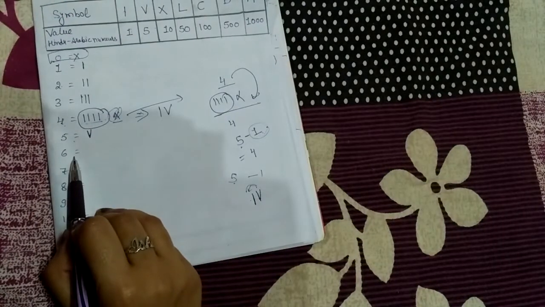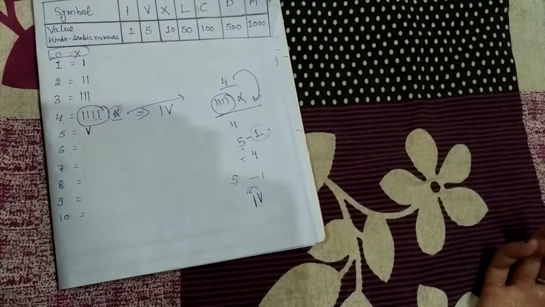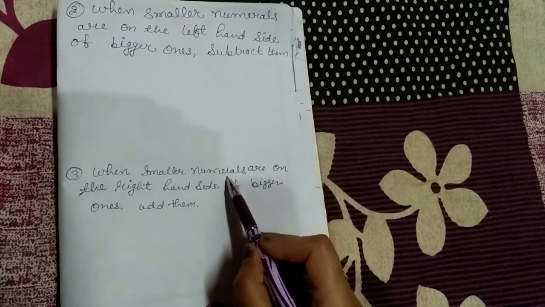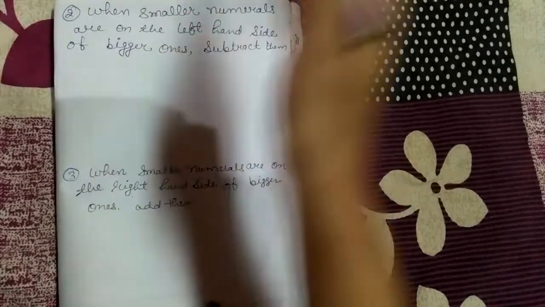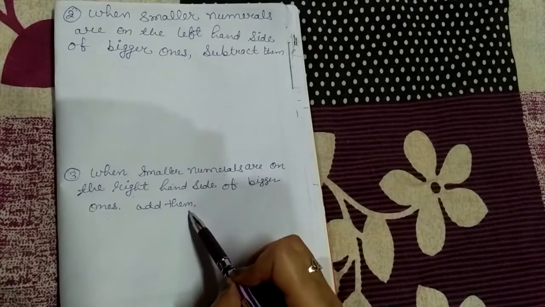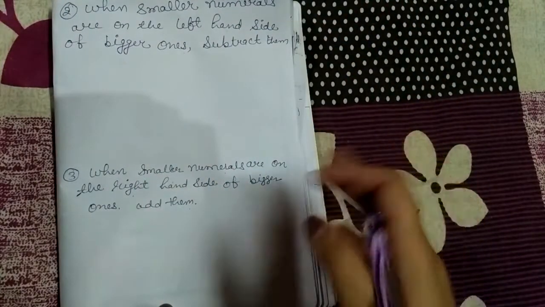For 6, now what can we do? For 6 I don't have any other symbol. So we can go for the third rule. And what is that? I'll show you. The third rule is, when smaller numerals are on the right hand side of bigger ones, add them. Left hand side means subtraction and right hand side means addition.